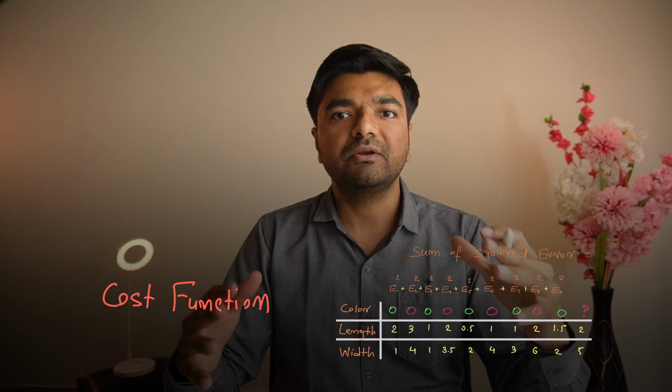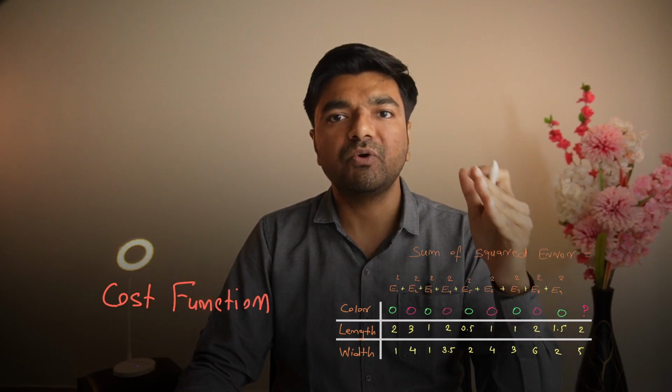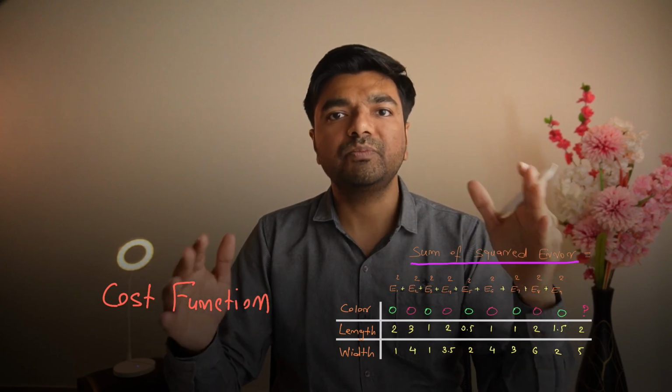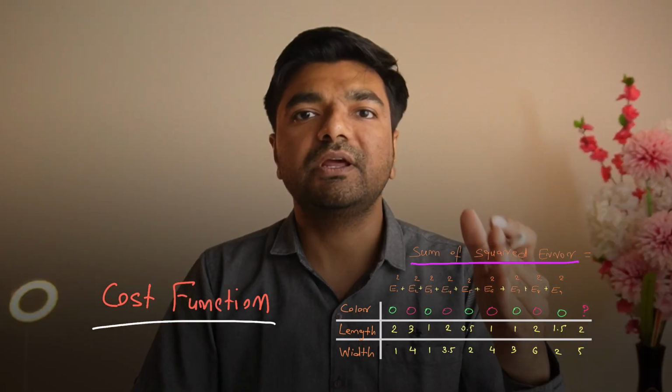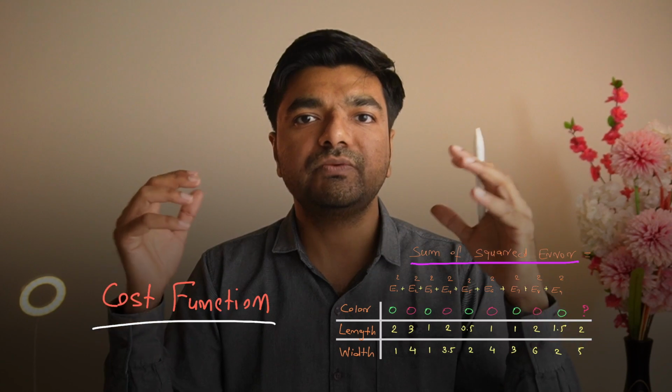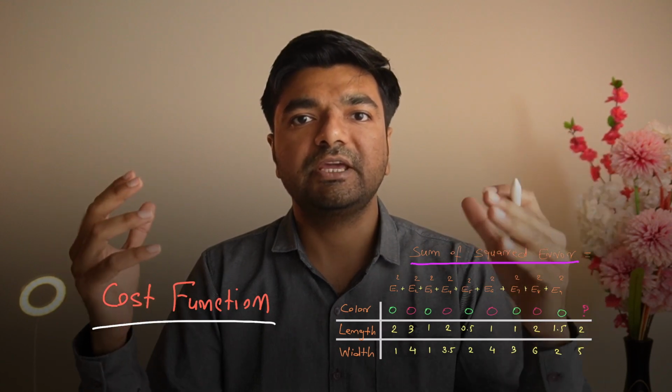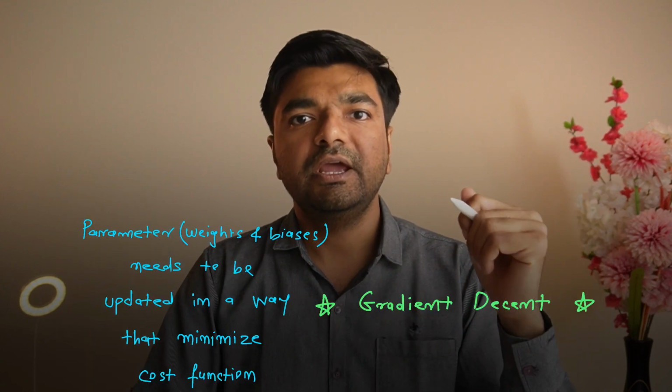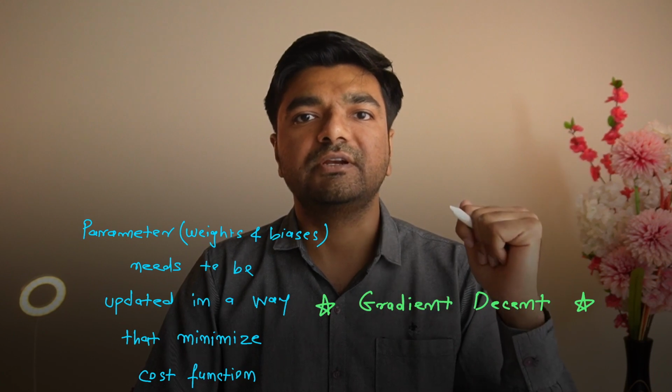We can calculate the error from all readings, and if we sum that, then it will be known as the sum of squared error. This sum of squared error is the cost function. This cost function is very important to us because we need to update all parameters in a way that minimizes this cost function. And we have a dedicated algorithm for that. That is gradient descent. We will look in detail at this gradient descent in the next video.